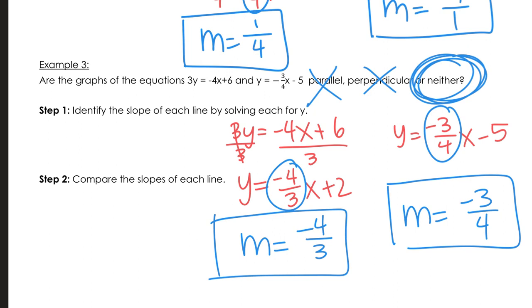To practice this, you're going to go to Delta Math. In Unit 2, there is one called Parallel and Perpendicular Lines.